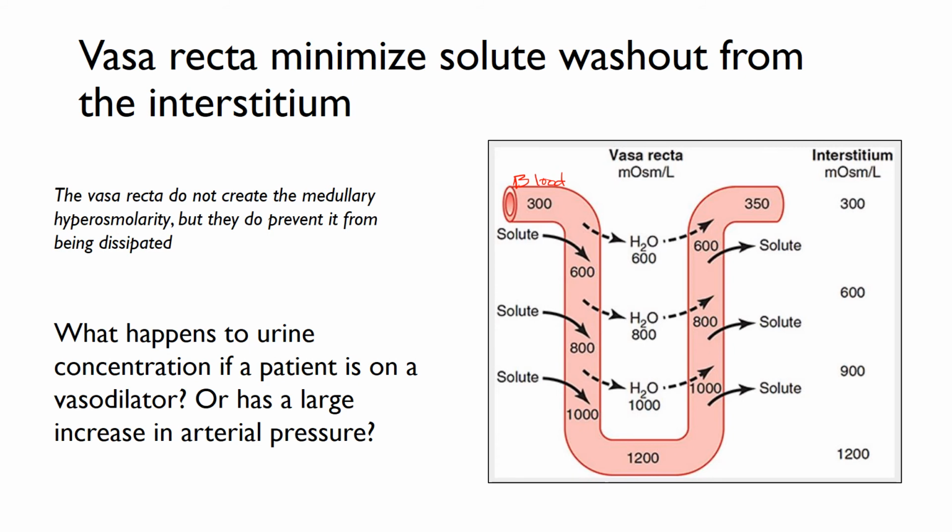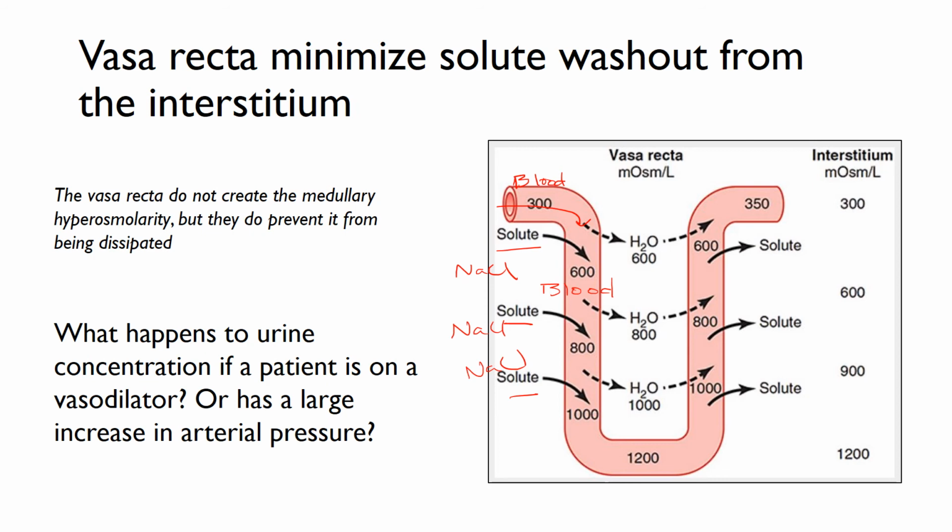We have plasma flowing down the descending limb of the vasa recta. As the plasma flows down, the plasma or the blood is getting more and more concentrated. It's getting more concentrated because there are solutes being dumped into the vasa recta, and this consists of sodium chloride. Okay, so you're dumping more solutes into the descending portion of the vasa recta.